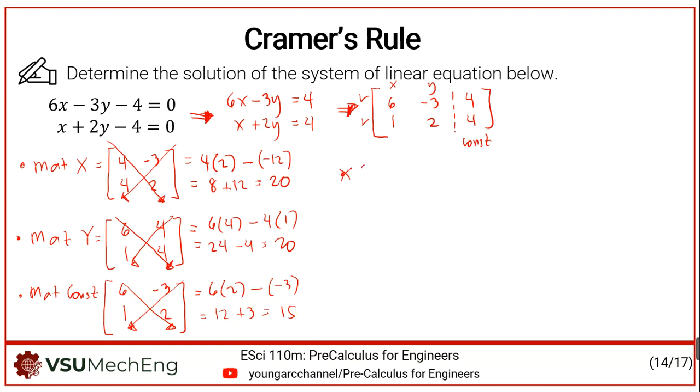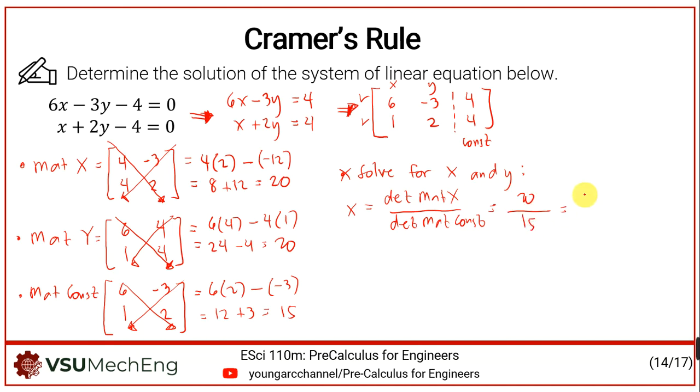Now the last step is to solve for x and y using the formula. To calculate x, simply take the ratio of the determinant of matrix x over the determinant of the constant matrix. That is equal to 20 over 15. That is equal to 4/3. Then for y, that's the determinant of matrix y over the determinant of the constant matrix.